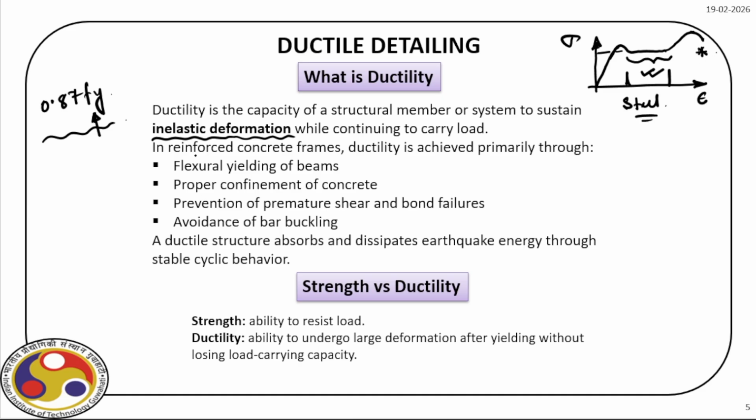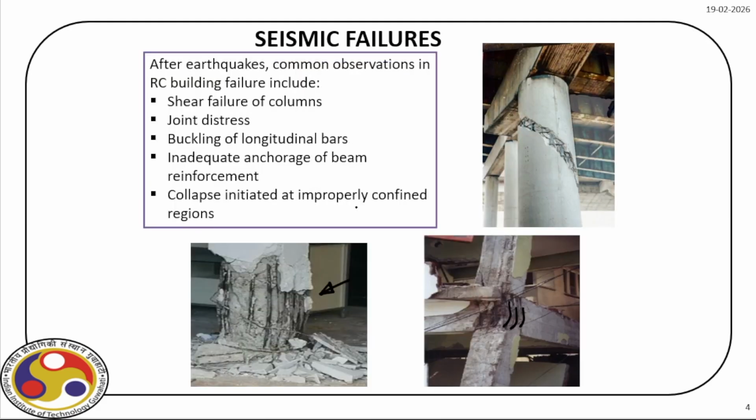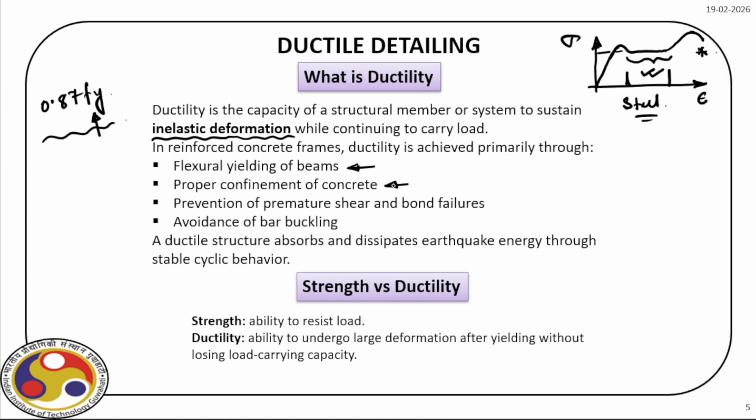Now, in reinforced concrete frames, ductility is achieved primarily through flexural yielding of beams, and proper confinement of concrete. This is extremely important. Because if you go back to this, you see, for example, this failure where you have this column section which is bulged, and you can see the confinement between the concrete and these bars is lost, and you can see it has actually bulged. Okay, here you can see, this is more prominent here. So, confinement of concrete is extremely important.